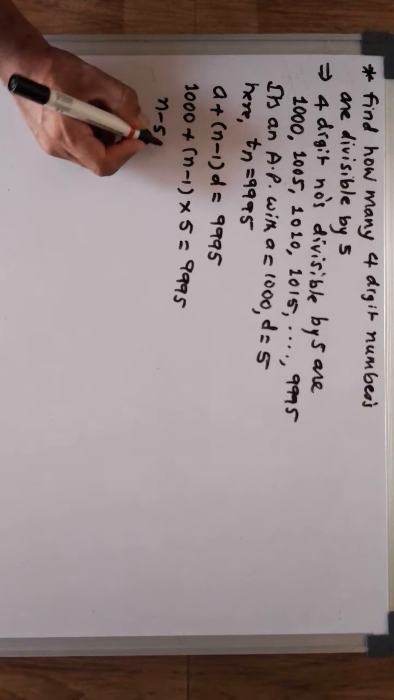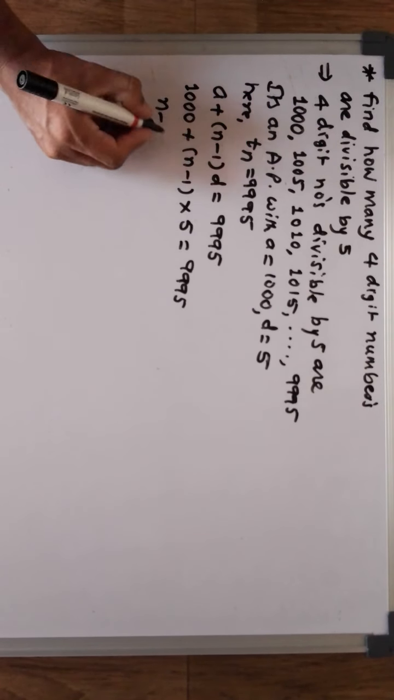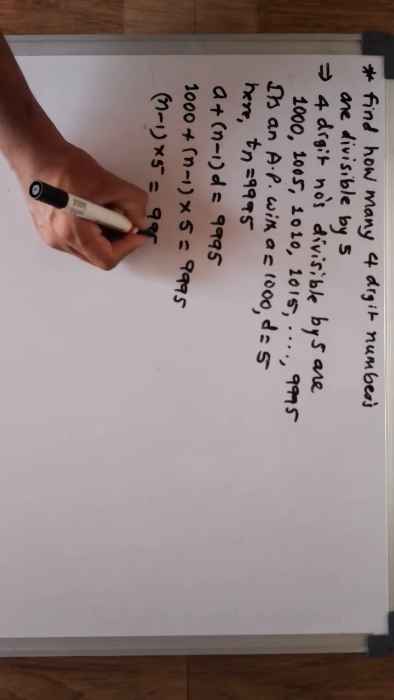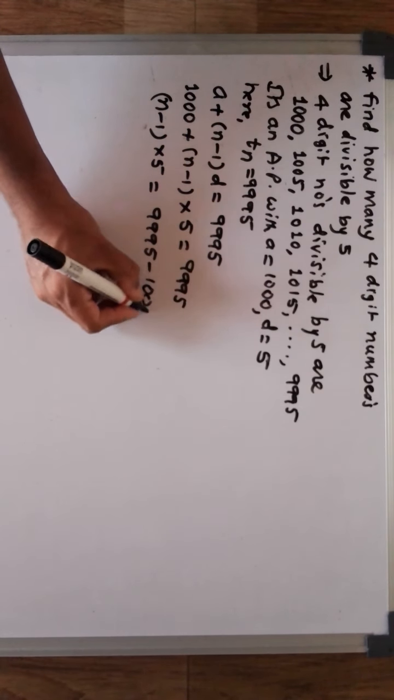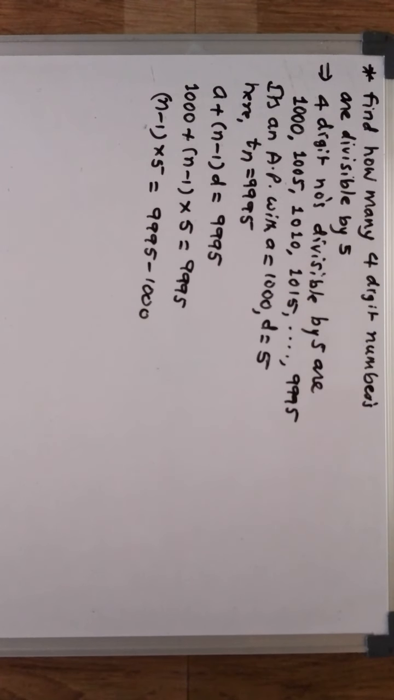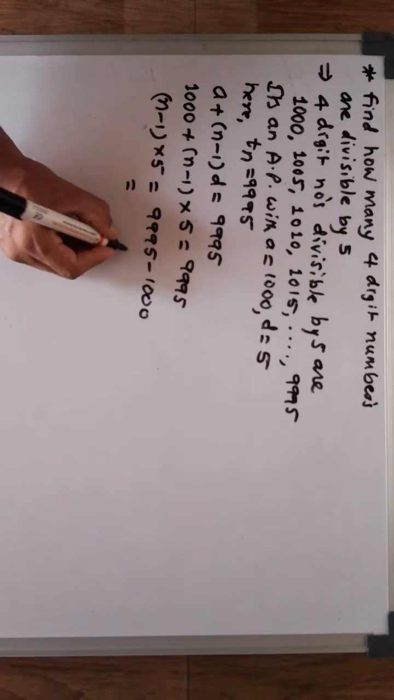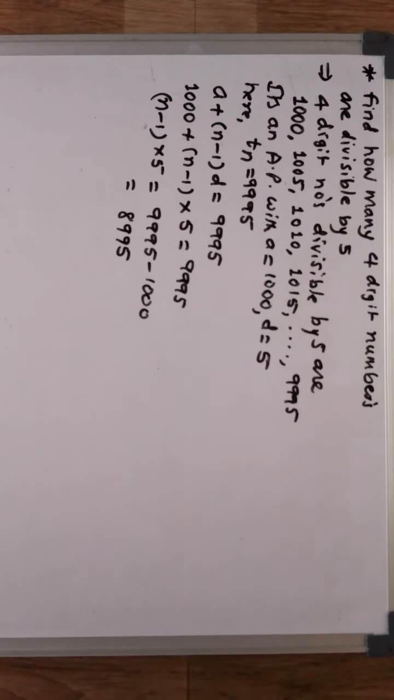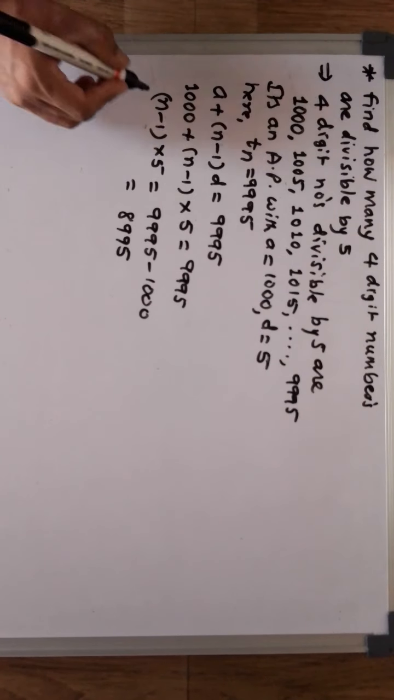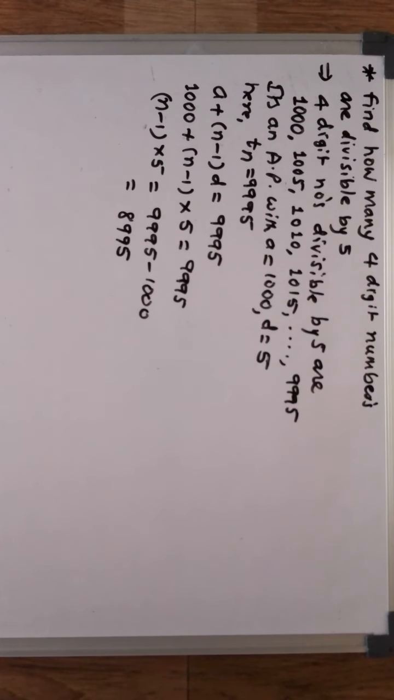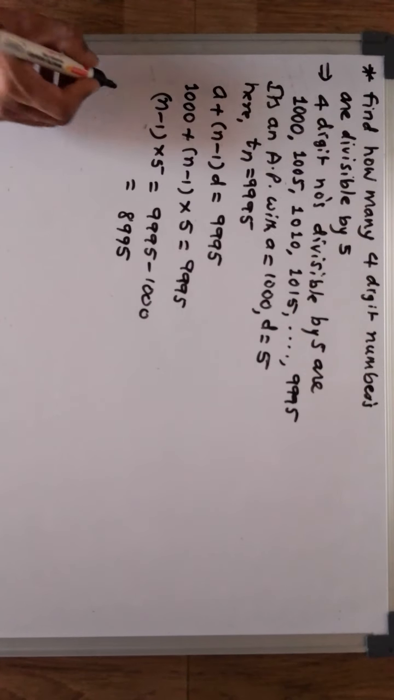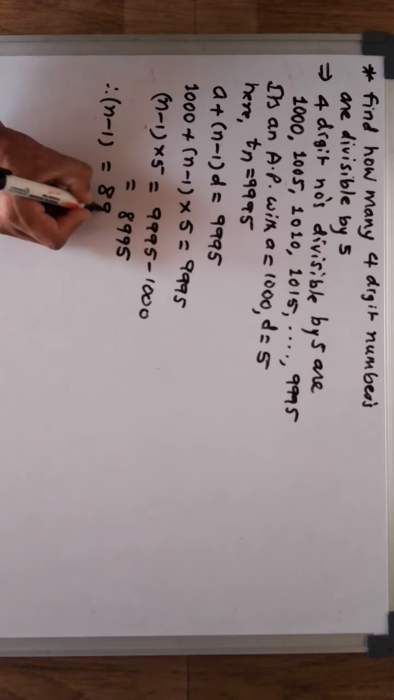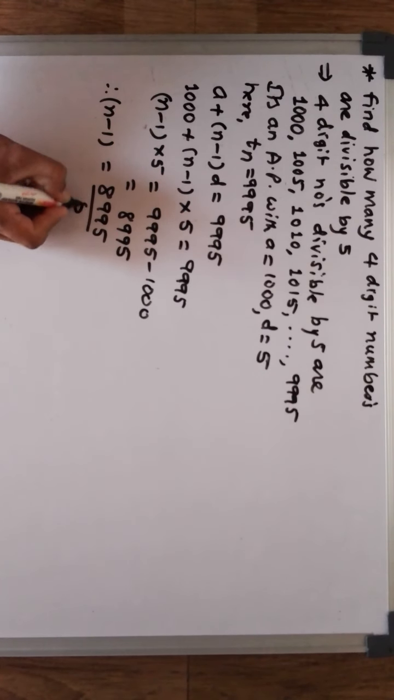That is, n minus 1 into 5 is equal to 9995 minus 1000. Right? So what remains here is 8995. Okay. Now I will break this. Here multiplication is there, so I will break it and it will become division. So I get here n minus 1 is equal to 8995 divided by 5.